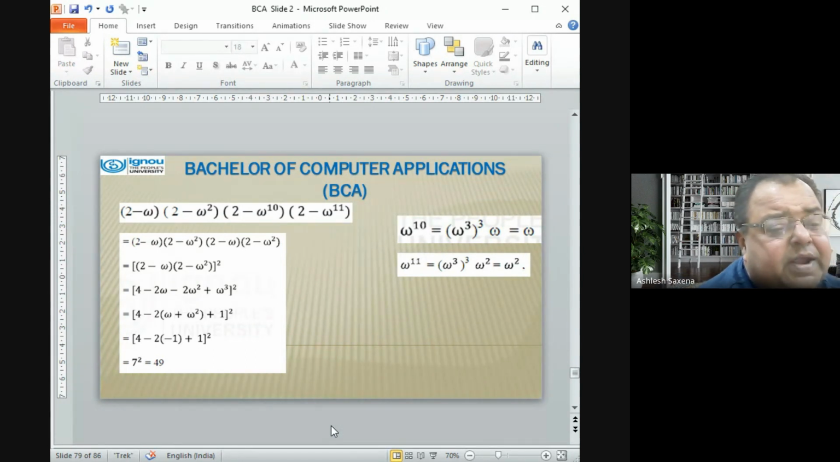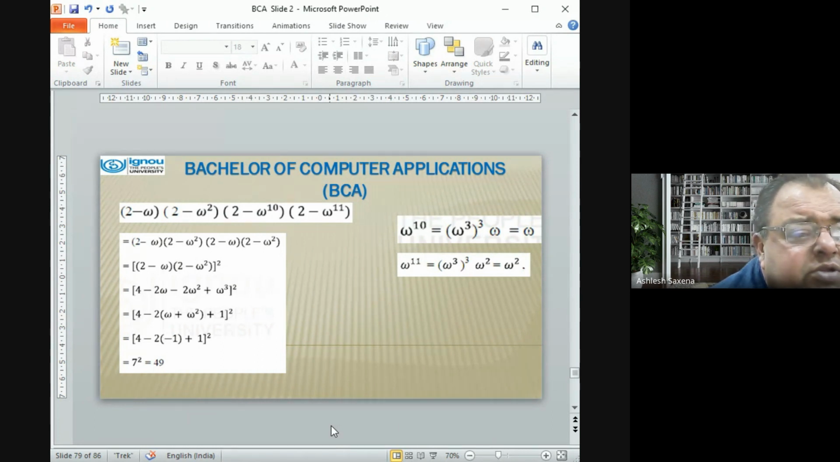Omega cube into 3 is omega 9, and omega 9 into omega is omega power 10. So that means this omega power 10 will be reduced to omega. And omega power 11 will be converted to omega 9 into omega 2, which will be omega 2.